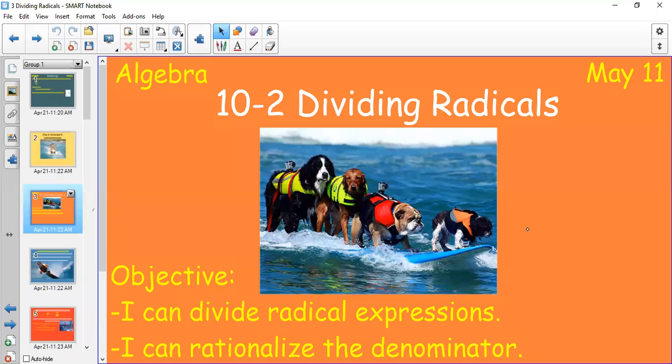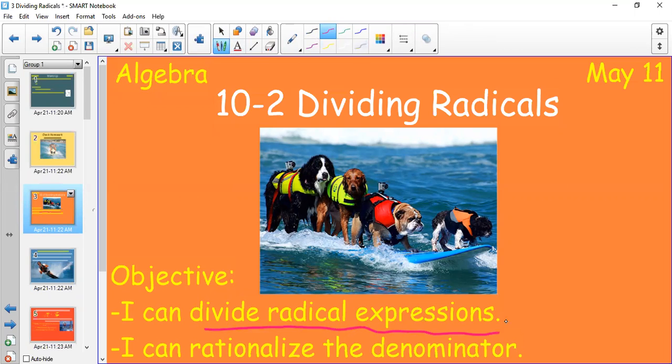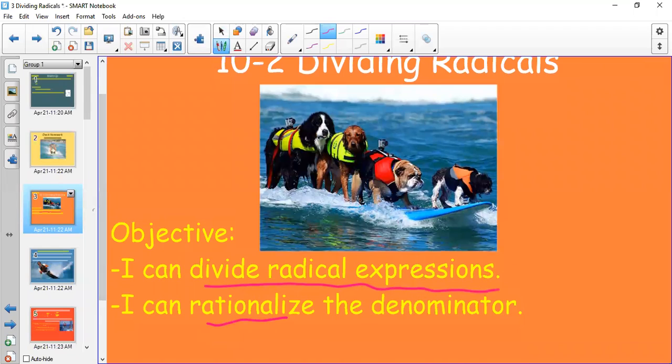Everyone, and welcome to today's lesson, which is on dividing radicals. So we're going to focus on two different things. The first thing is we're going to focus on just dividing basic radical expressions. And the second one, we're going to learn what rationalizing the denominator means. Okay, so those are our two goals here.